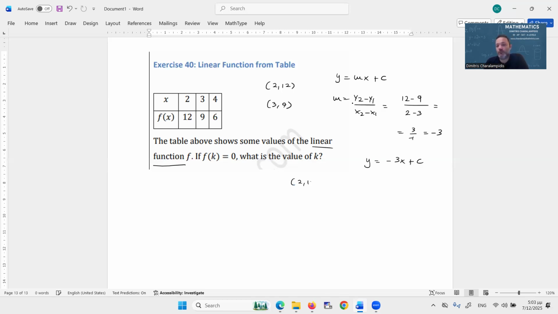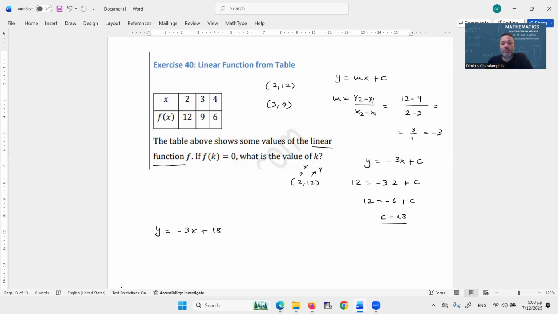In order to find c, I'm gonna take the coordinates of one of the points, any of the points would do, and 12 is minus 3 times 2 plus c. 12 is negative 6 plus c. C is 18. So finally, y is negative 3x plus 18.